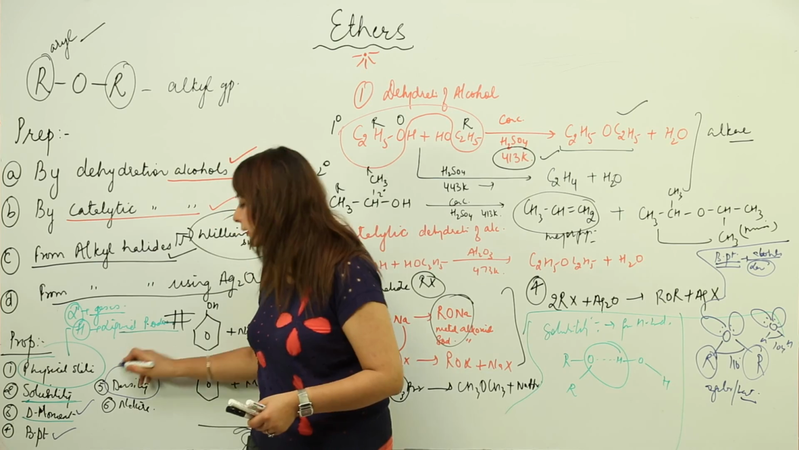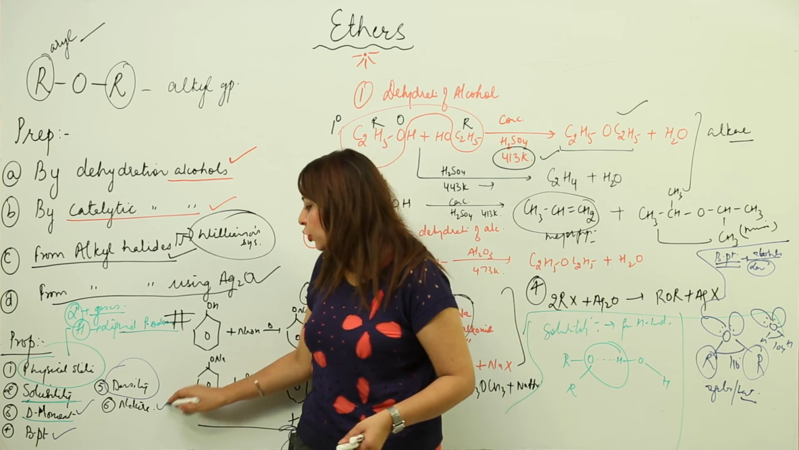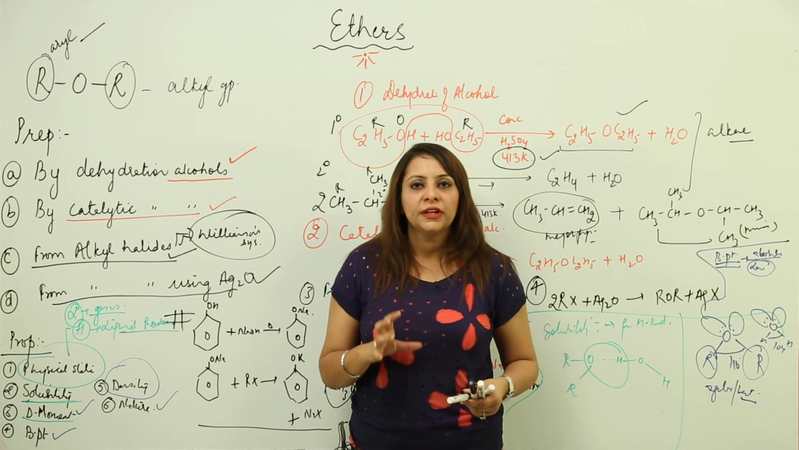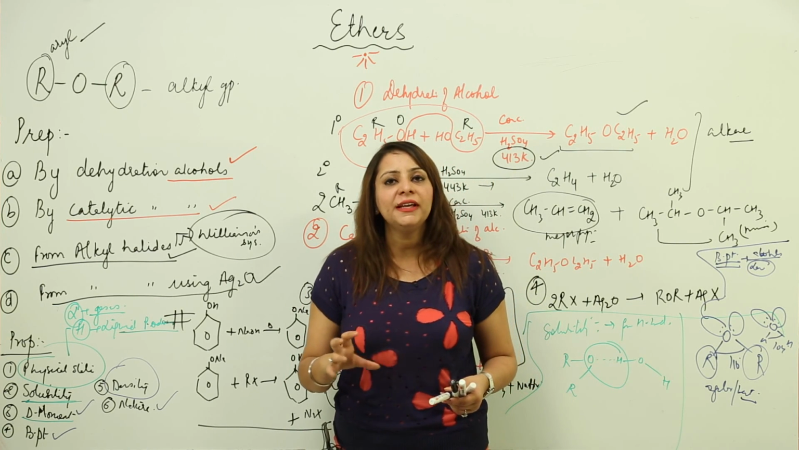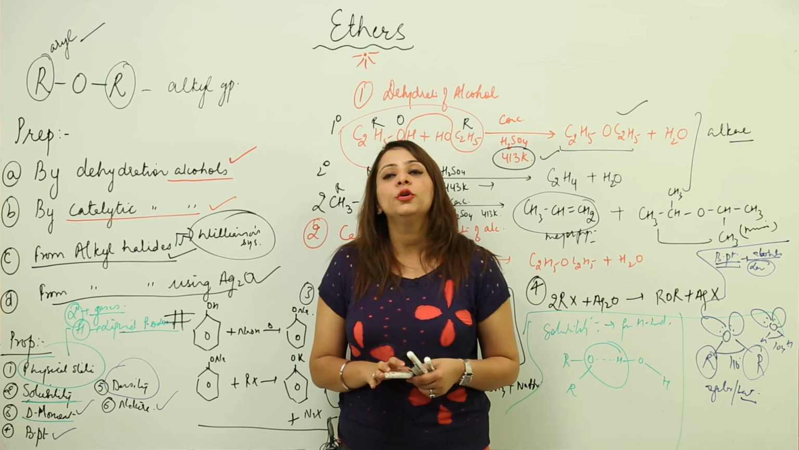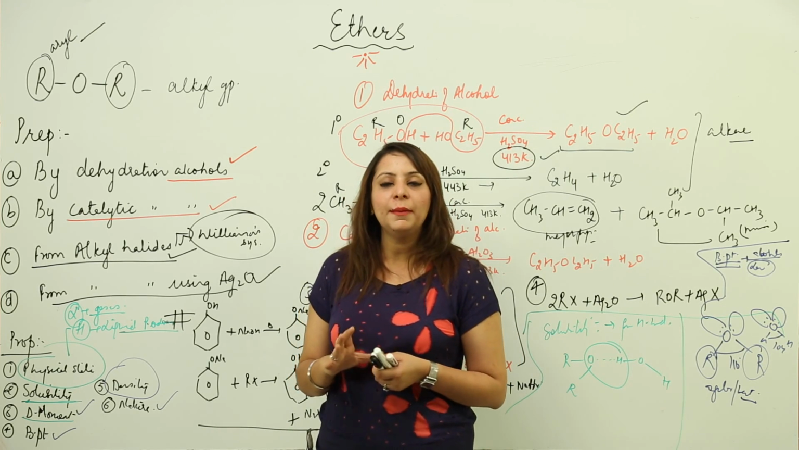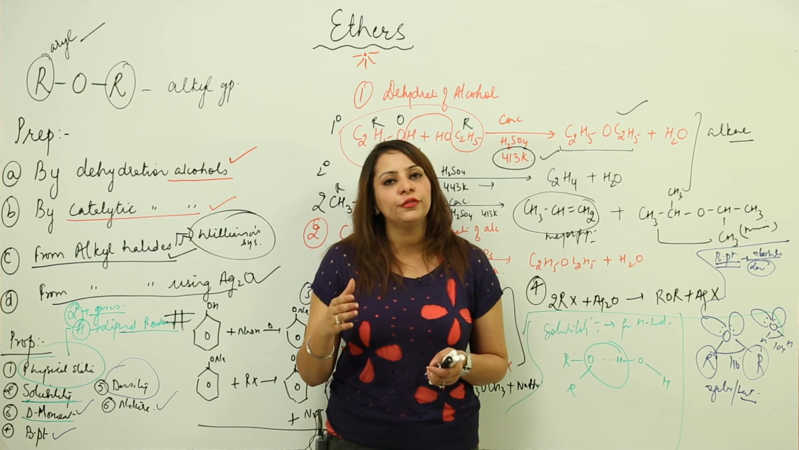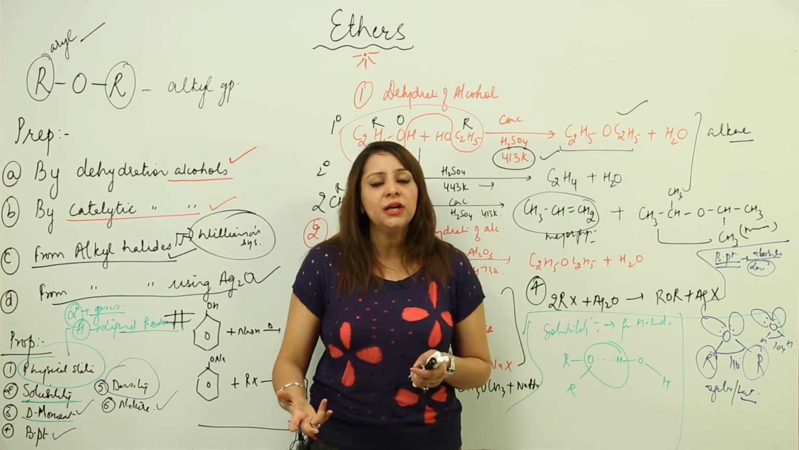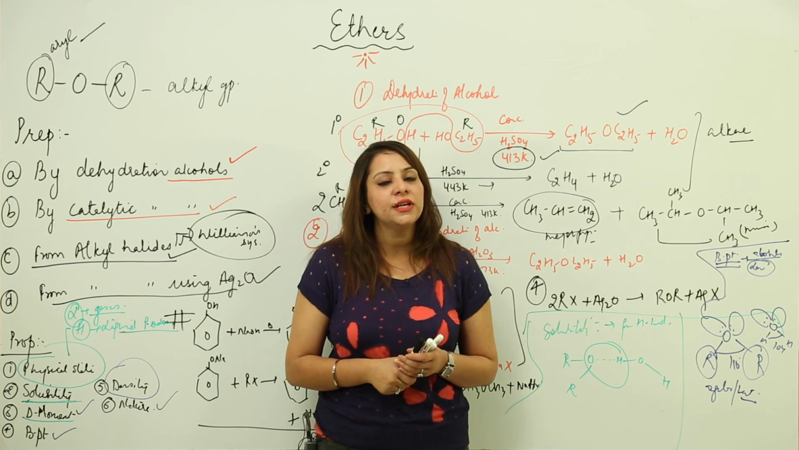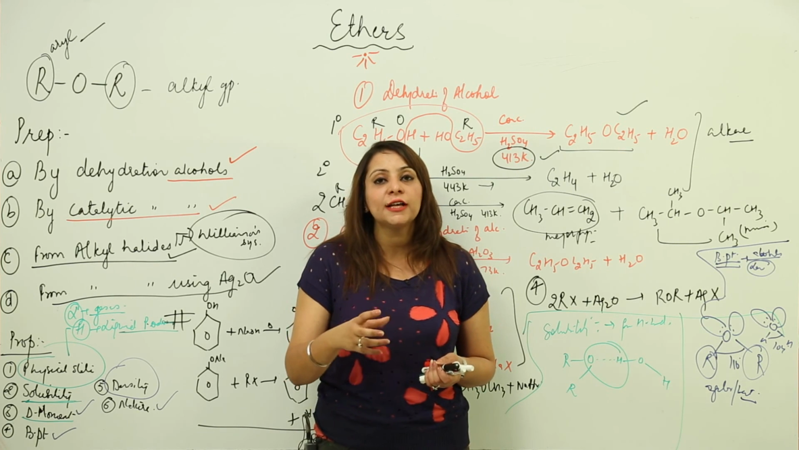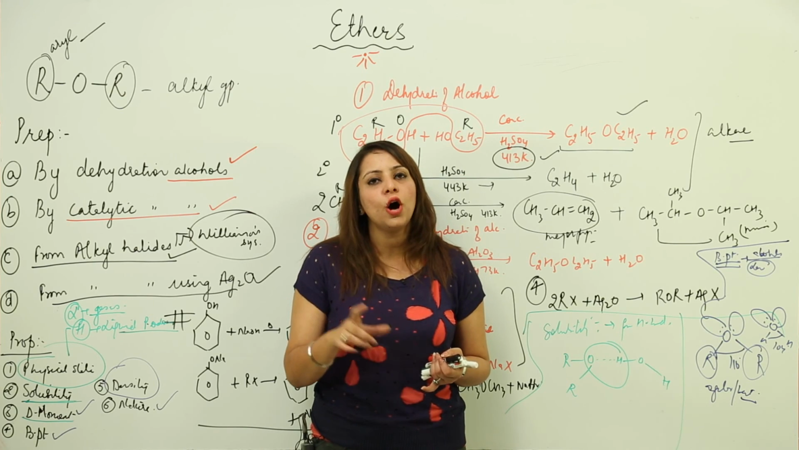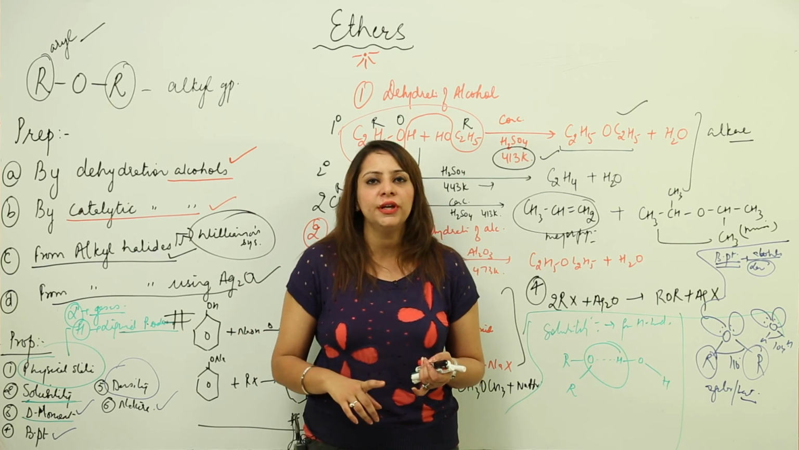Next is density, they are lighter than water. And if we talk about nature, they are volatile and inflammable. They catch fire easily. You must be familiar with ether fire. We cannot extinguish ether fire with water. Water is an extinguisher, but here we cannot use water because the ether floats on water. So what do you use in that case? We use CO2 or pyridine to extinguish the fire.